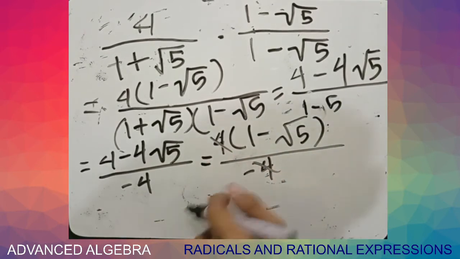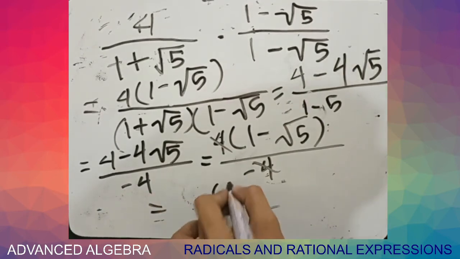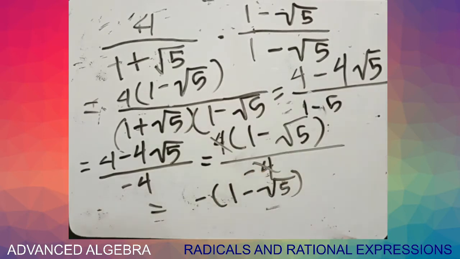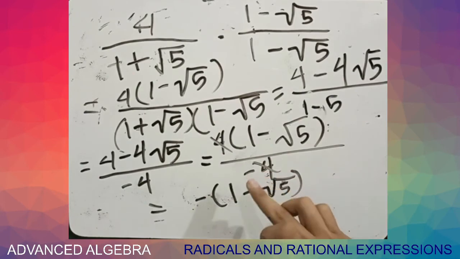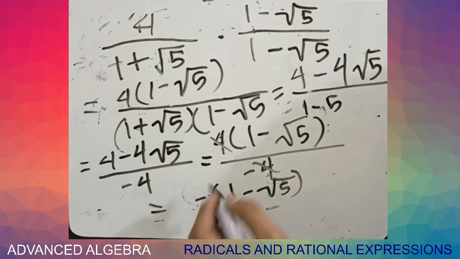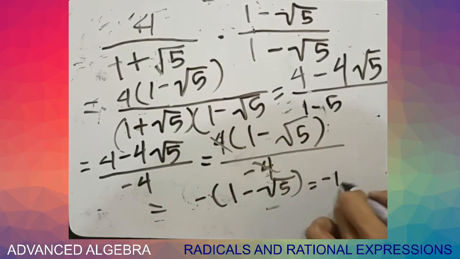Okay? So, ibig sabihin magiging negative times 1 minus the square root of 5. Pag wala na natira dito sa baba, at natira yung negative 1, so ililipat mo na lang si negative sa taas. Okay? So, ang sagot dyan ay negative 1 plus the square root of 5.